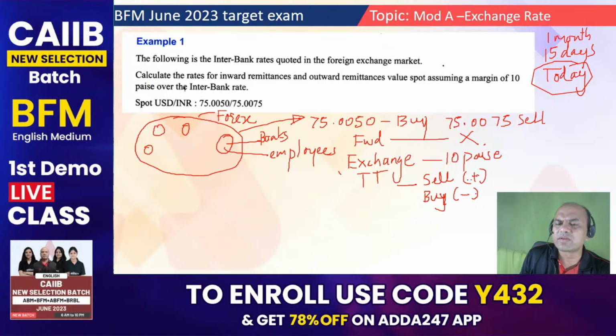Now you'll say, sir, why do I add in sell and why do I subtract in buy? Can anyone tell me this? Because everywhere in the books we read that for selling we add this and for buying we subtract it. But why? Why can't I subtract it in selling?